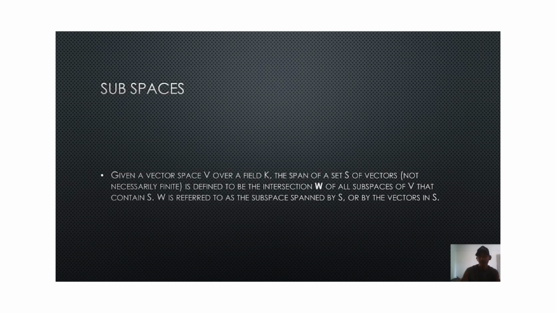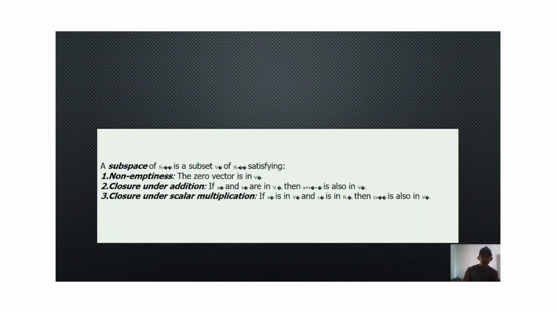The span of a set S of vectors. There is a span of many vectors, not necessarily finite, defined to be the intersection W of all subspaces of V that contain S. A subspace of a vector space is a subset of the vector space also satisfying the following.